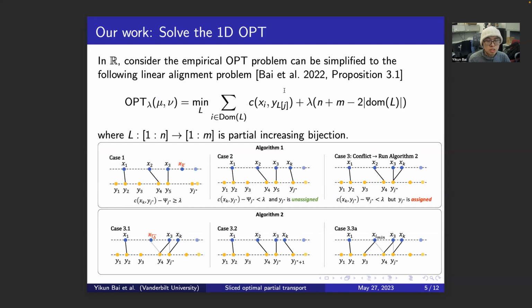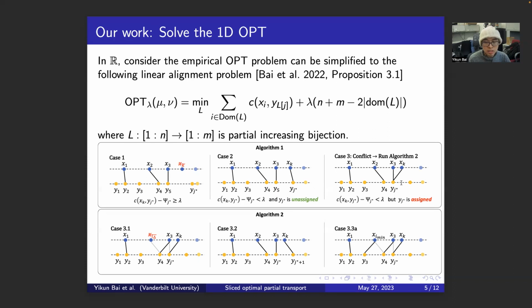First, we prove the original problem can be further simplified as the following linear alignment problem, where L is the partial increasing bijection. Our main algorithm can be described by these two figures. The idea is, in iteration k, we aim to find the best assignment for x1 to xk to all the y points. The yj star is the best y point for xk. In this case, we will delete xk because it has a smaller cost. And in this case, we will pair xk to yj star.